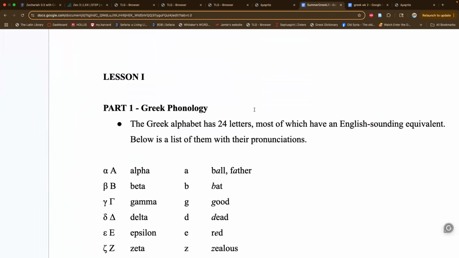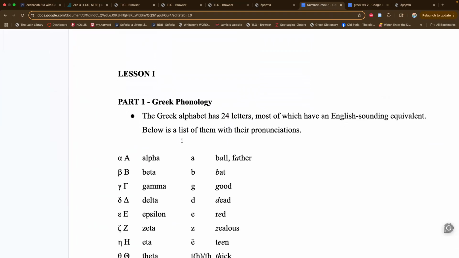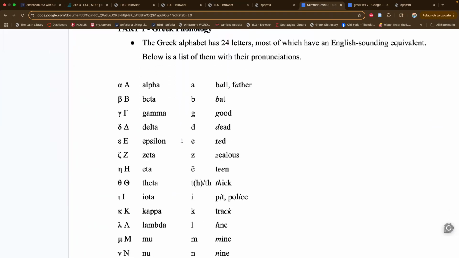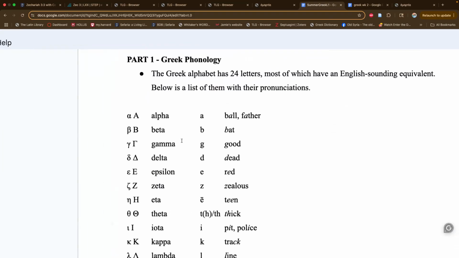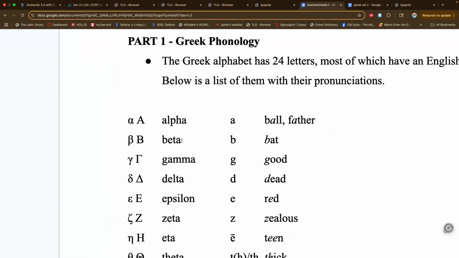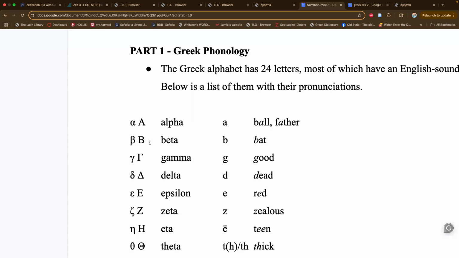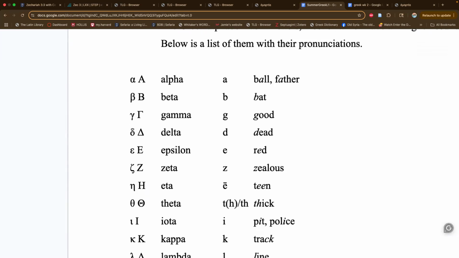So if we're looking at the beginning of lesson one, in part one, I'm just going to make the sound of the letter, and I can say it, you can call it back to me. That way we get used to making the sounds. So first we have alpha, which is ah. Very good. Beta is b.